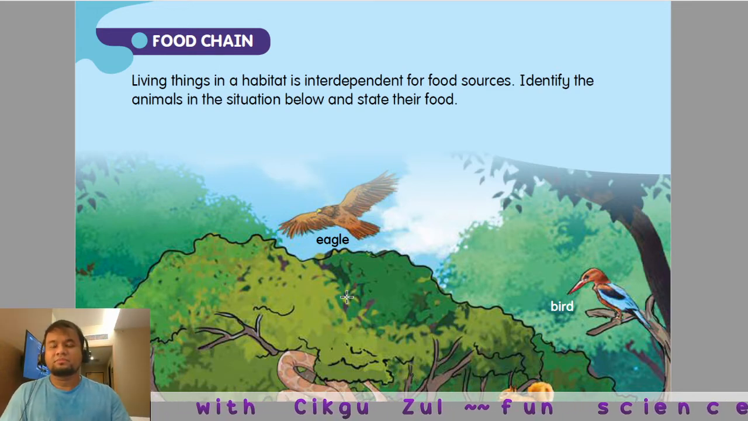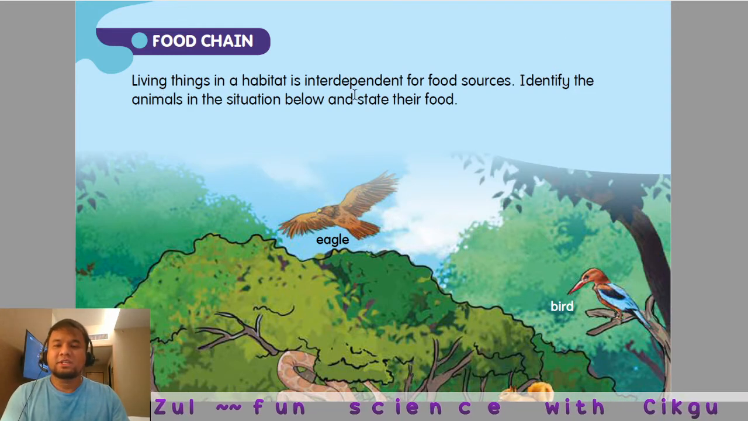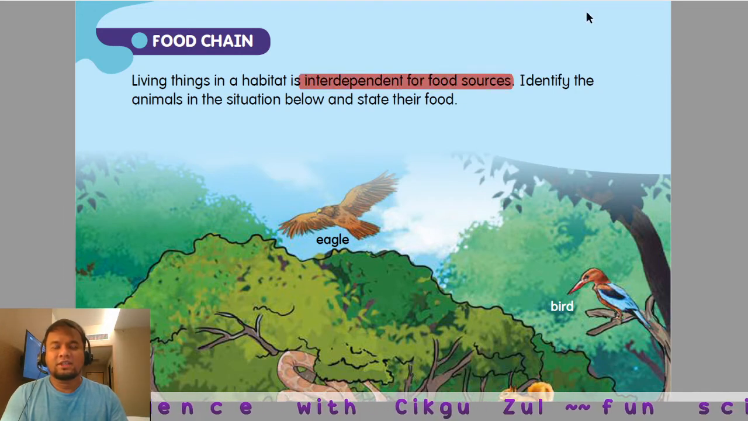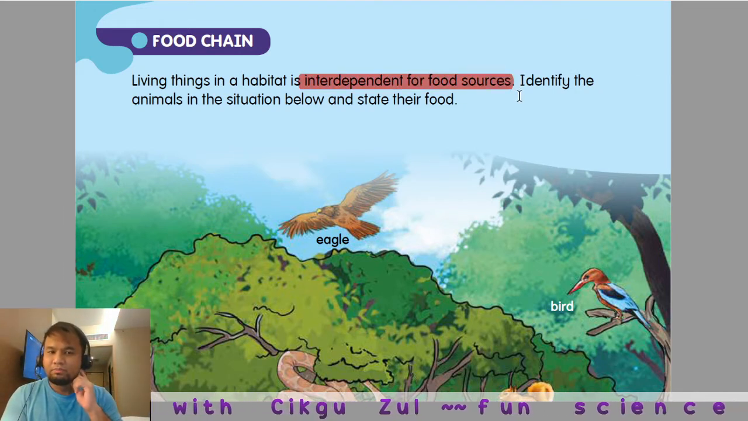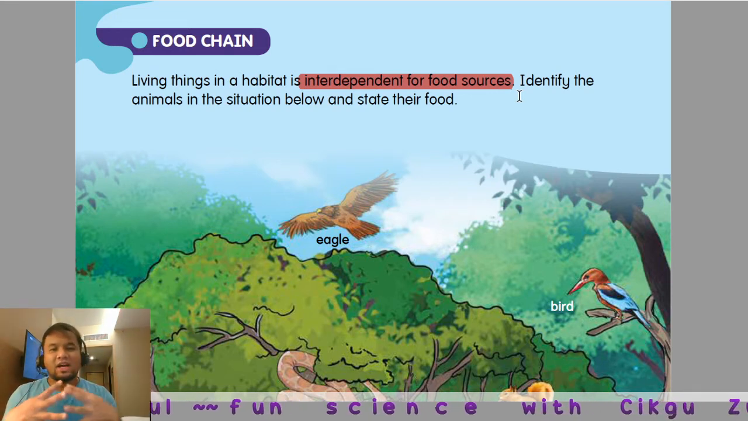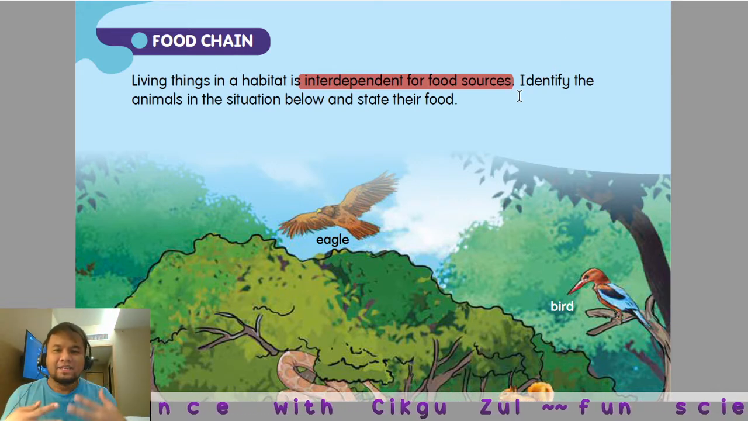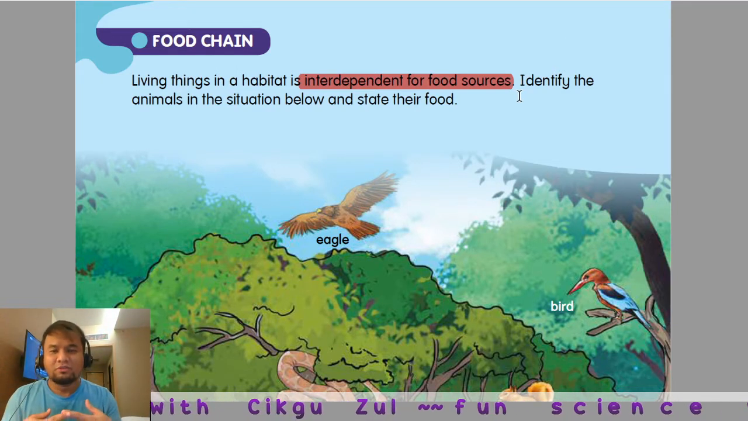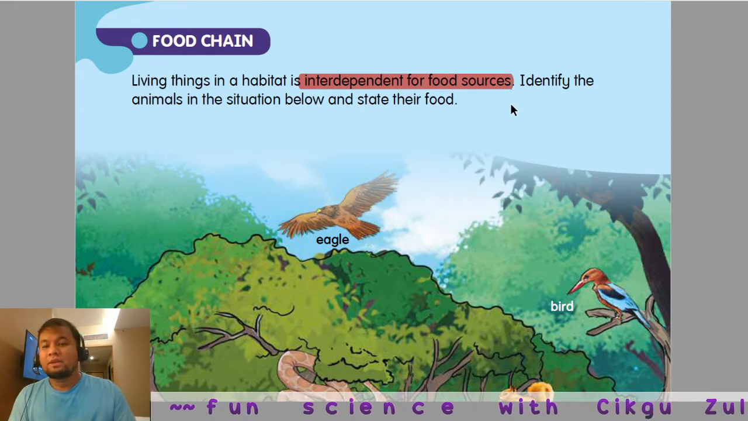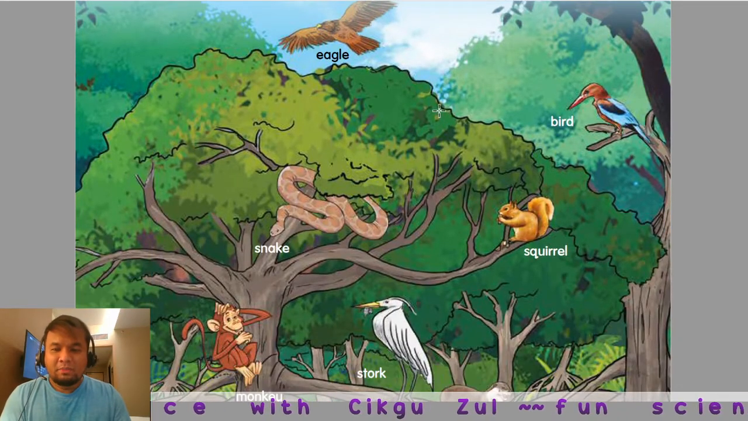Okay, now let's go. Living things in a habitat are interdependent for food source. Dia kata semua haiwan-haiwan ataupun hidupan yang ada di dalam satu habitat tu, mereka ni semua saling bergantung. Mereka bergantung to each other. Interdependent tu maksudnya saling bergantung to each other for food sources, untuk mendapatkan bekalan makanan.